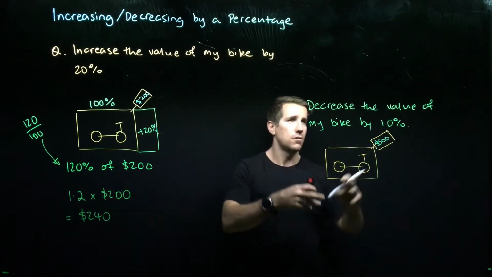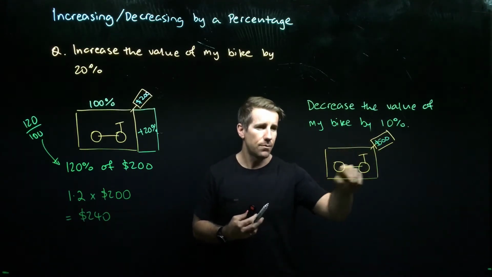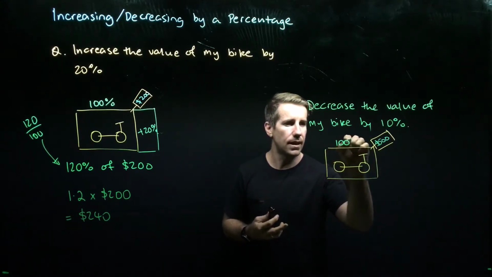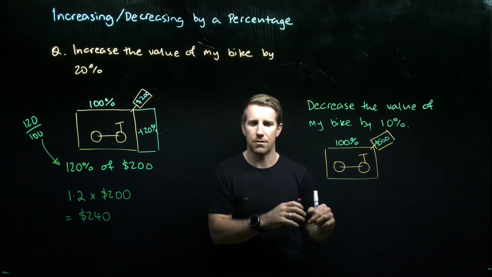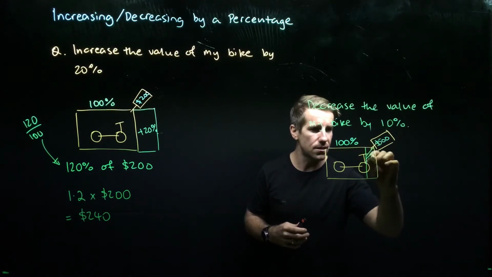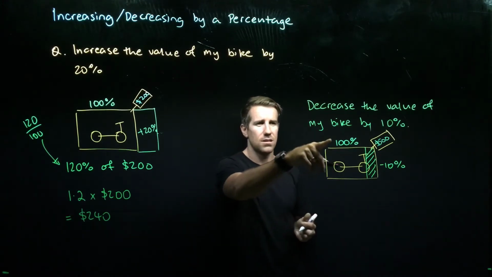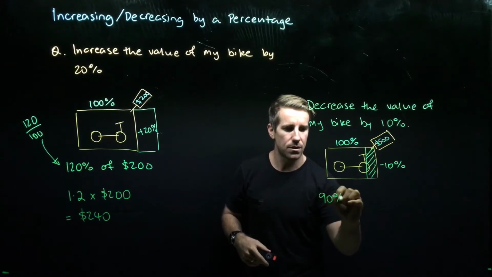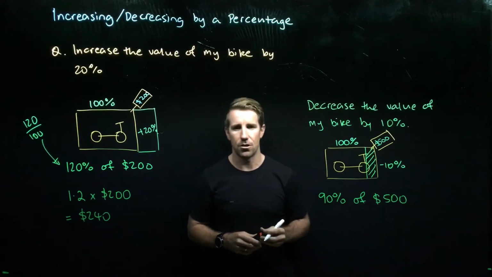When we come across here and look at decreasing the value of a bike, okay, in this case it's by 10%. Again, we've got our bike here and it's got a value of $500. Now currently, again, that bike is worth 100%. That's 100% of the bike that we're trying to find as it is at $500. We are trying to decrease the value of that bike by 10%. So we no longer have 100% of the value of the bike. We're taking 10% away, which means we're now trying to find 90% of $500, okay?